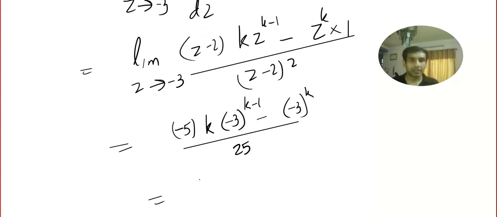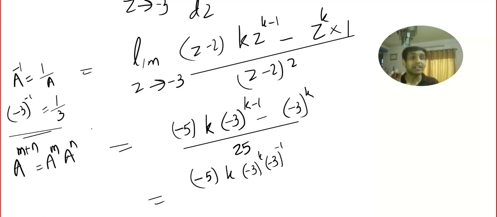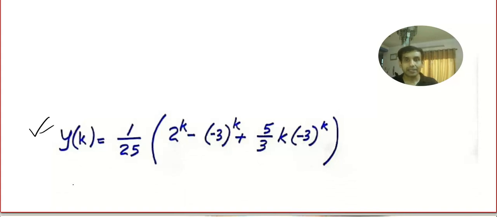Now we can split this, so this becomes minus 5 k. I hope you remember a power m plus n is a power m into a power n, so this part becomes minus 3 the whole power k into minus 3 the whole power minus 1. What is a power minus 1? 1 by a. So what is minus 3 the whole power minus 1? Minus 1 by 3. This step might look silly, but in the answer paper I see many students making a mess with this. The whole power k by 25. So I'll leave the remaining part. I got the answer like this.